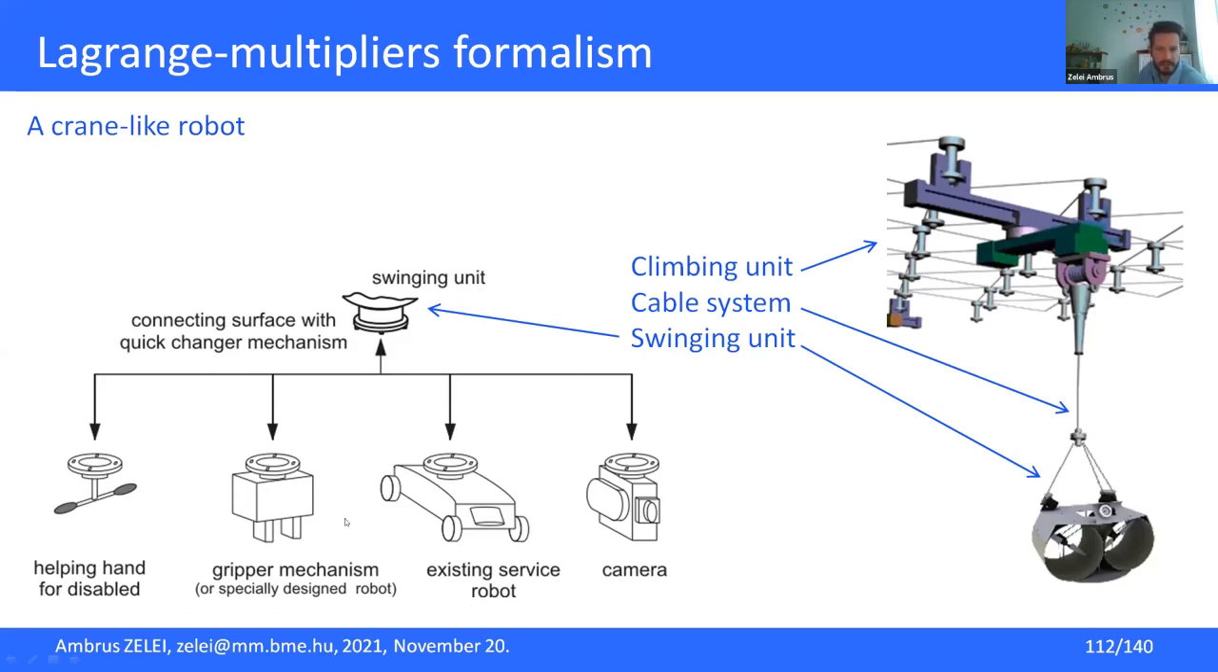And some other tools can be attached to this swinging unit, like a handlebar, which can help elderly people to stand up and walk in the flat, or it can be equipped with a gripper, or it can service some mobile vacuum cleaners or something like that. So it can also move a camera in the three-dimensional space. So the idea is to move this swinging unit in a controlled way in the three-dimensional space.